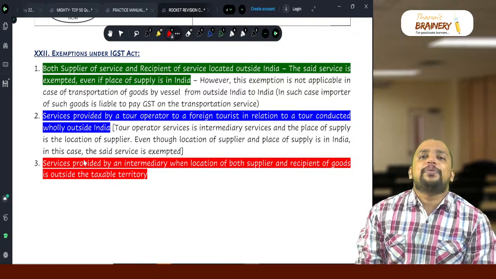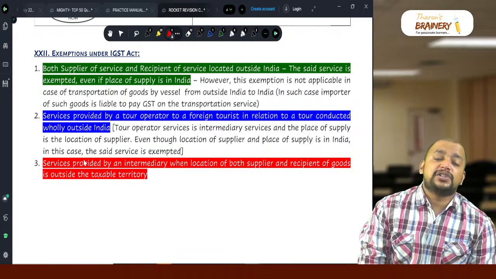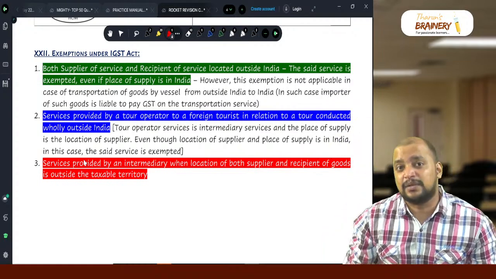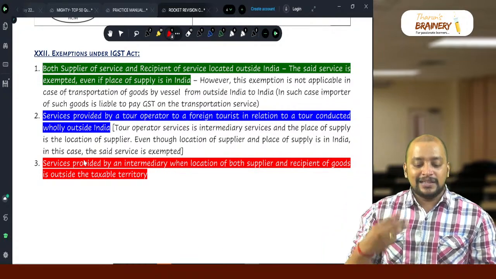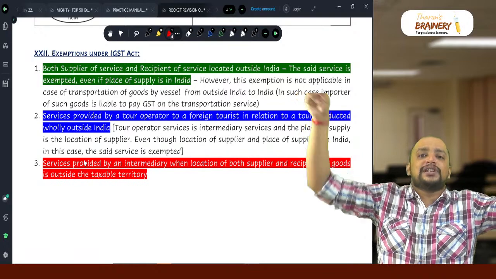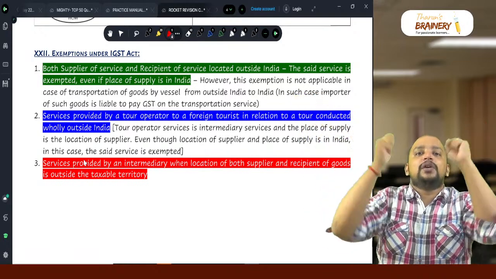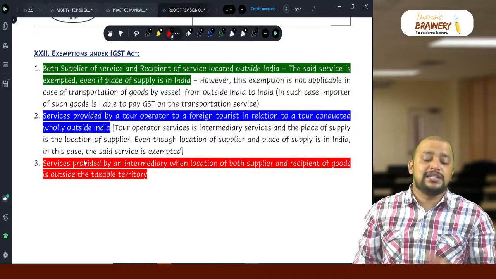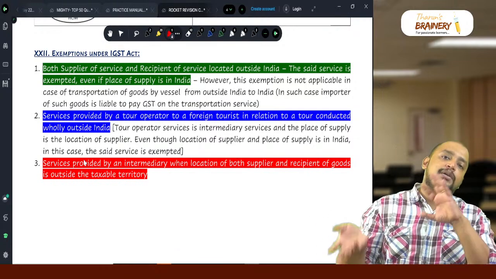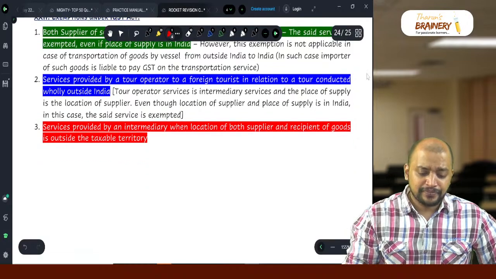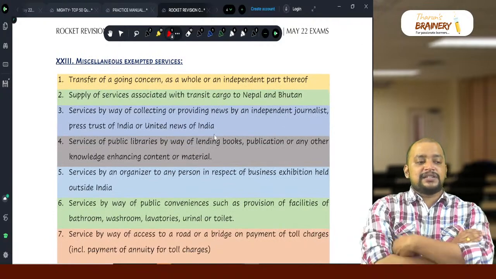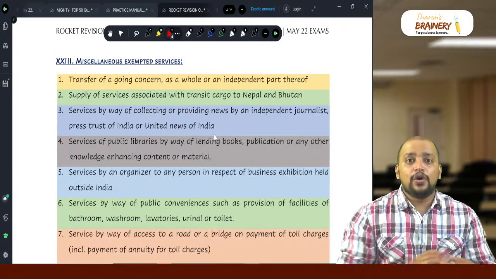Then there is a tour operator who is providing a tour in relation to a foreign tour, that is, a tour outside India, to a foreign national. Now whatever money is collected by the Indian tour operator will be exempted. Then number 3, there is an intermediary in India, and a supplier of goods outside India and recipient of goods outside India. This intermediary connects those two people. Now whatever brokerage or commission this intermediary receives is exempted. These are the 3 exemptions exclusively given under IGST, and all others are equally applicable for CGST as well as IGST Act.